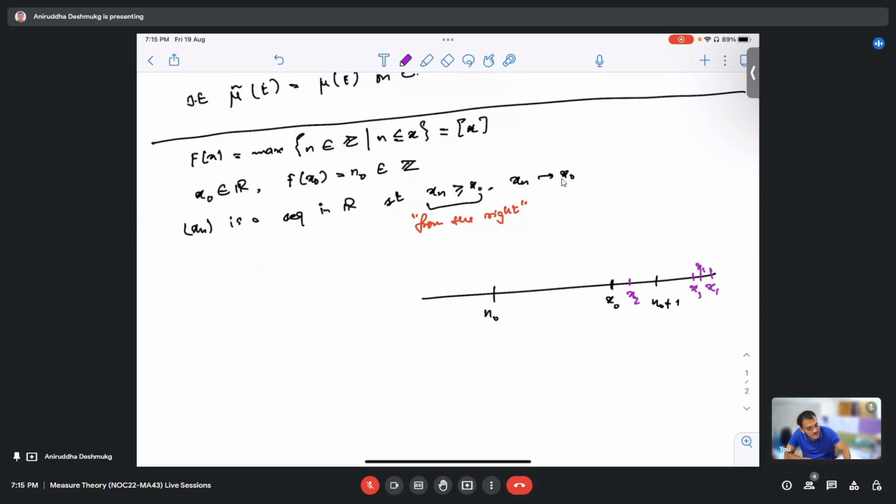But then after a certain stage, what will happen? It has to come inside n naught to n naught plus 1, so here will be xn plus 1, and so on. It will come closer and closer to x naught. So there will be a certain stage, say m, such that for all n bigger than or equal to m, xn is less than n naught plus 1 and bigger than or equal to x naught. Once this happens, what can you say about f of xn? You notice that this is already bigger than or equal to n naught.